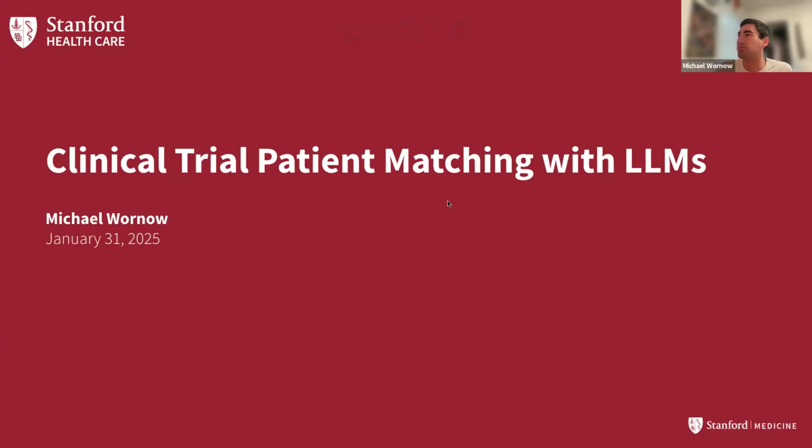Without further ado, clinical trial patient matching with large language models. What are we doing? Why are we doing it? And why does it matter?